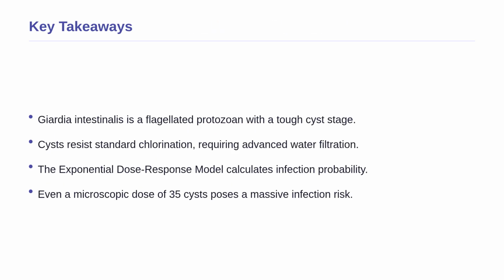To wrap up our lecture, let us review the most important ideas. First, Giardia intestinalis is a highly adapted parasite that uses a resilient cyst stage to survive outside the host. Second, because these cysts resist standard chlorination, public health relies on advanced filtration to keep drinking water safe. Finally, by using the exponential dose-response model, we proved that even a microscopic dose carries a massive risk of infection. You now understand both the biology and the epidemiology of this fascinating pathogen. Great job following along.